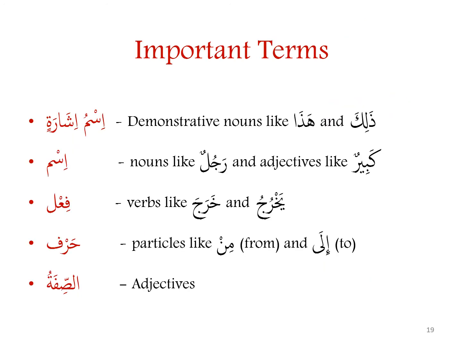And finally, we have terminology that we've used in this lesson: the ism ishara, demonstrative nouns like hada and dhalika; ism, nouns like rajulun, and adjectives like kabirun; fi'l, verbs like kharaja and yakhruju, and we'll cover these verbs in a few more lessons a bit later. Harfun, particles like min, meaning from, and ila, meaning to; and as-sifa, adjectives, which also fall under the ism category. They're describing words.